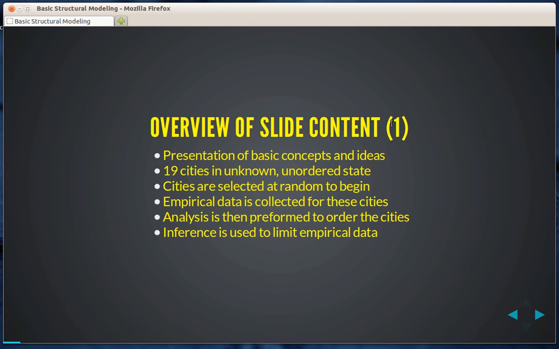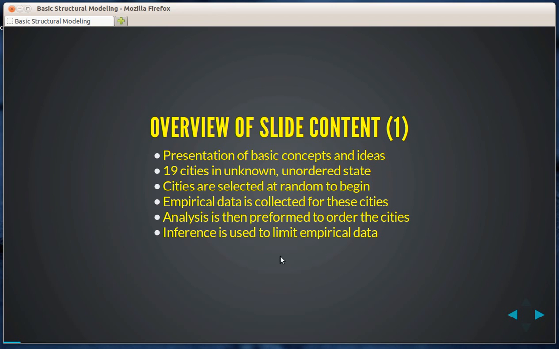So again, here's the overview of what we're going to go through. First, we're going to present the basic concepts and ideas. Then we've taken a set of 19 cities that are in an unordered state, and we have picked a relationship, which is north of, to map over the set of cities. When we take a relationship and map it over a set of objects, we have a system. The cities were selected at random. Then empirical data is collected to find out: what is the real order of these cities? What does the system look like?